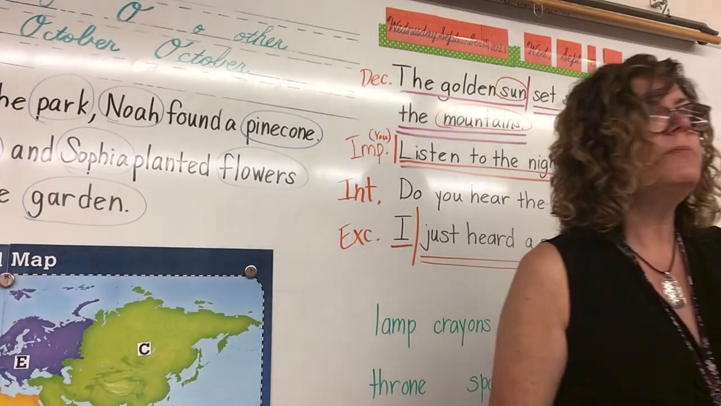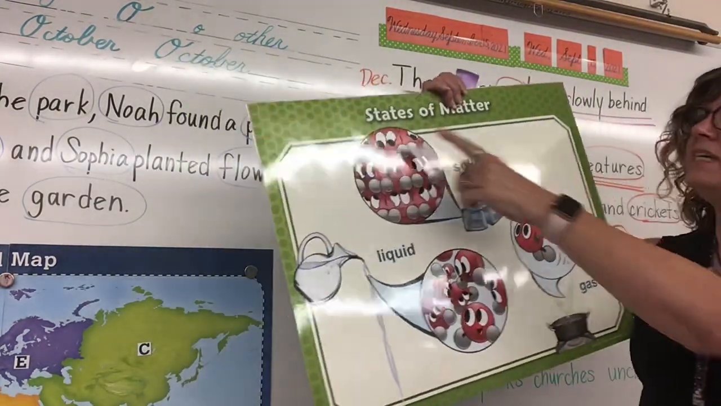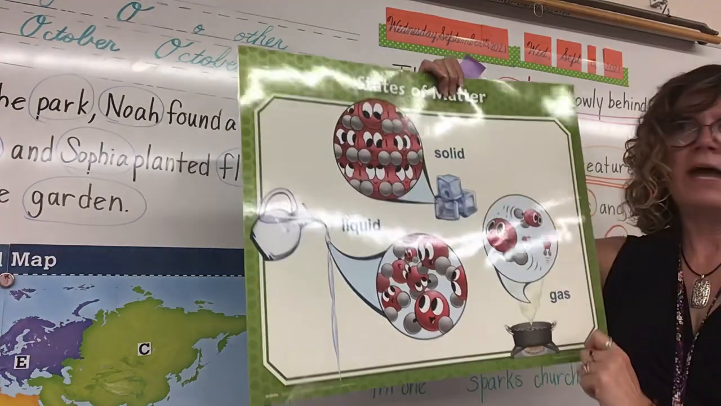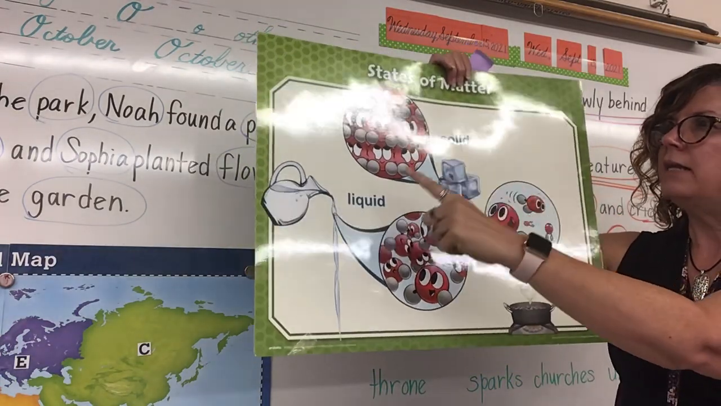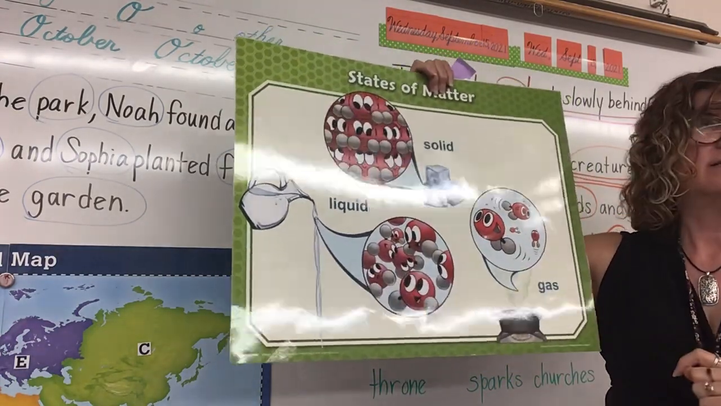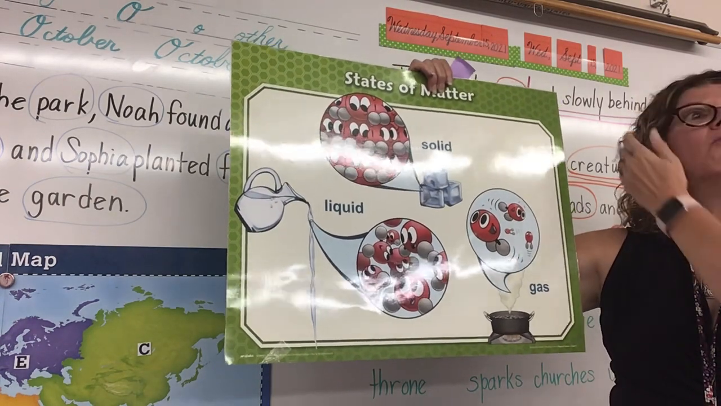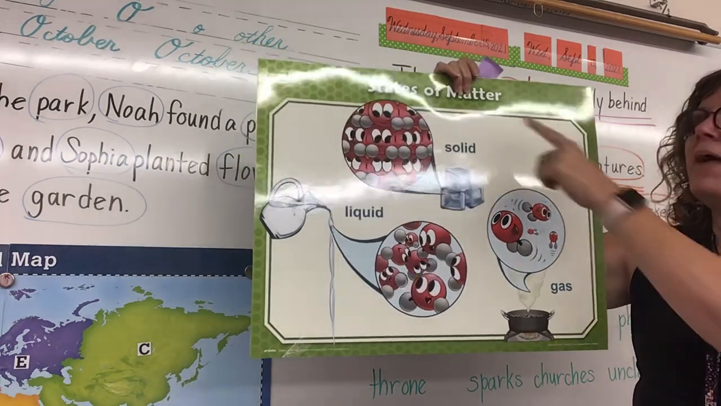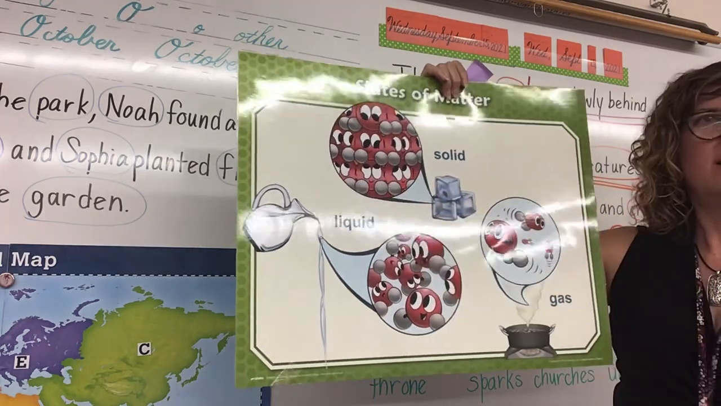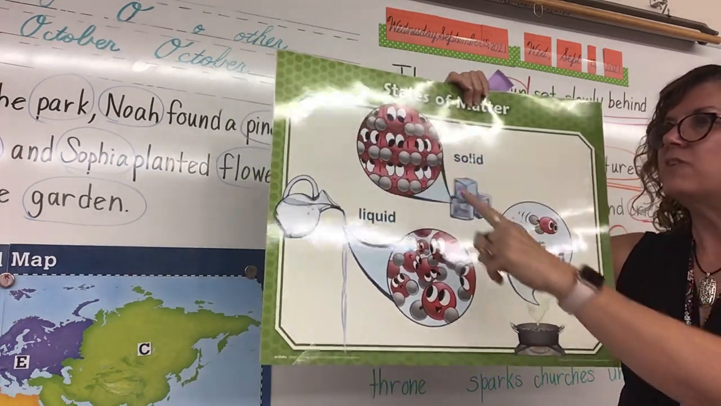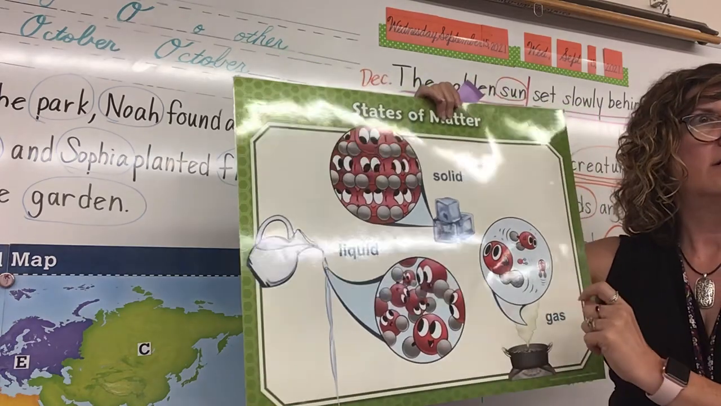Alright, so I want everybody to look up here. These are the states of matter. They are solid, liquid, gas. I need you to pay attention up here. So we're saying that matter can change its state. It can change from a solid to a liquid or to a gas.